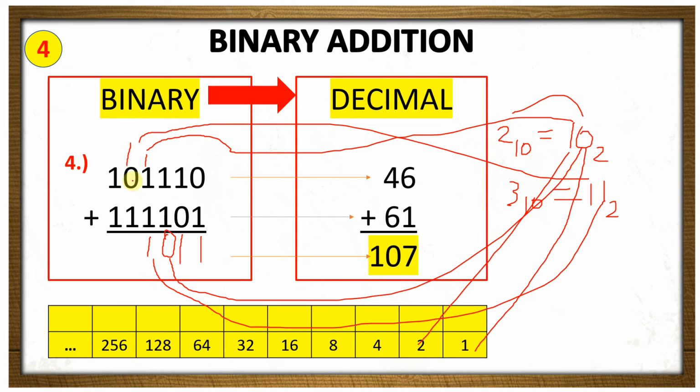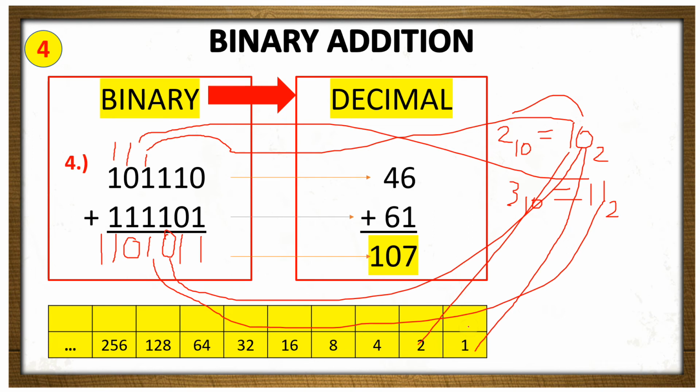Next, 1 plus 0 is equal to 1 plus 1, that's equal to 2. 2 in decimal is equivalent to 0 1 in binary. So again, that's 0 carry over 1. Okay, so next 1 plus 1 plus 1, that's 3. So 3 in binary is 1 1. Okay, to check if this is correct, let us check.